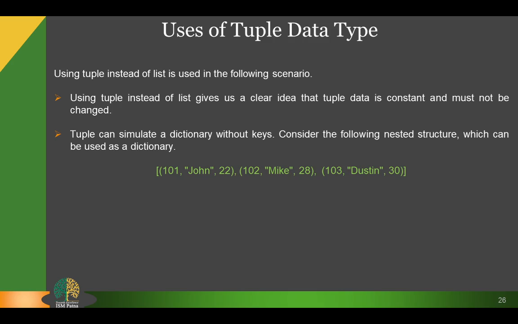But before moving to the example demonstration, let's see where we use tuple. We use tuple instead of list when data is constant and there is no need to change the data. Also, tuple can simulate a dictionary without keys. Consider the following nested structure, as you can see. This is a nested structure which is part of the tuple, and it can be used as a dictionary also. So we can say tuple can simulate a dictionary without keys.